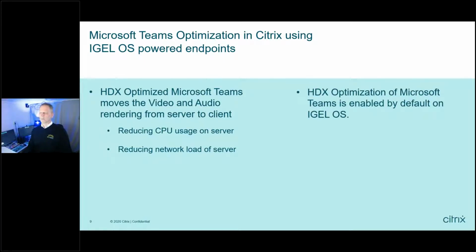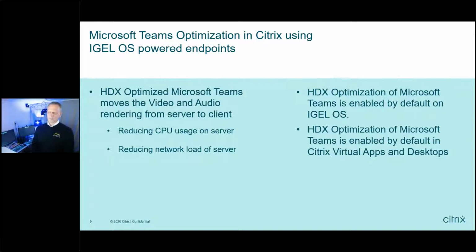In terms of Teams optimization, it is enabled by default in IGEL OS. So you basically just need to configure your Citrix connection, and Teams is enabled. And for the server side, the VDAs, so to speak, Teams optimization is also enabled by default, which means that you can have a delivery controller of an older version and a VDA of a newer version and still utilize Teams optimization anyway.